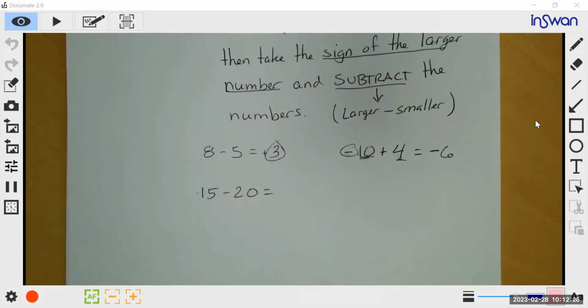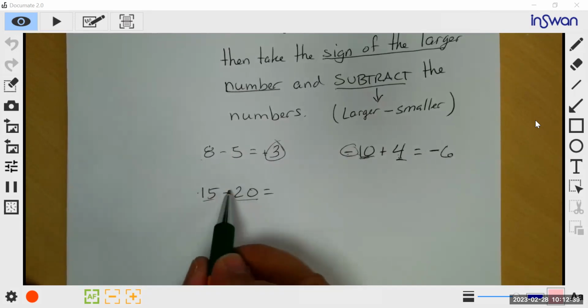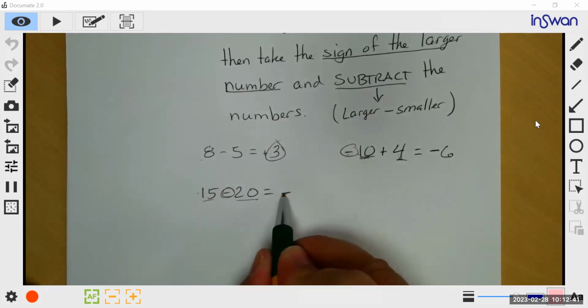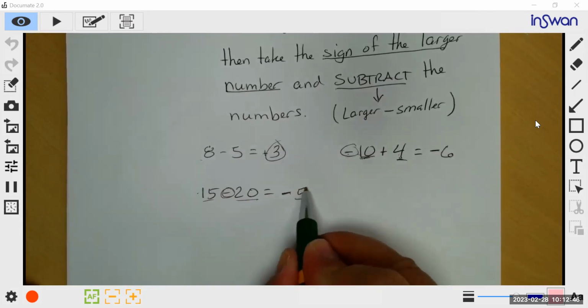Is the answer going to be positive or negative? Why? Yes, you still have the answer, but I want the why. That's more important to me, because 20 is bigger than 15. 20 is negative, so the answer is negative. 20 minus 15 is 5.